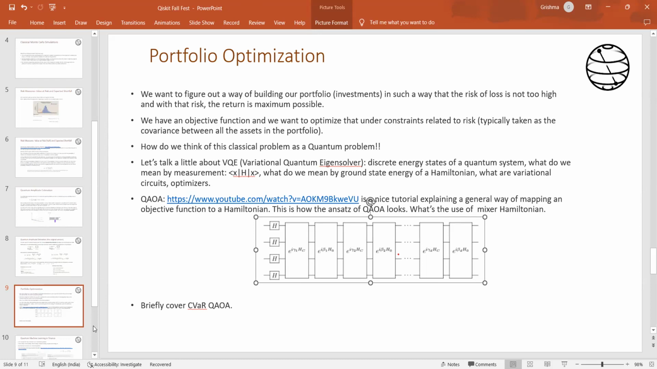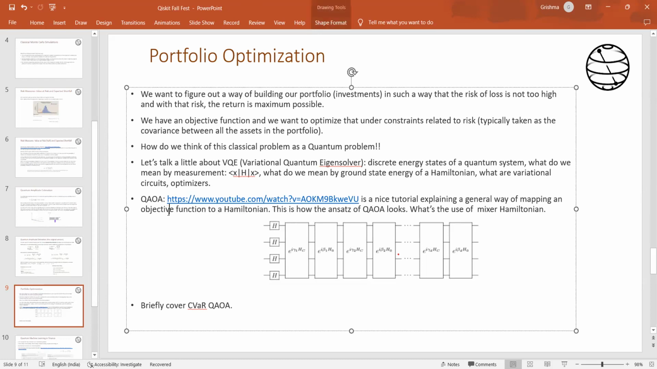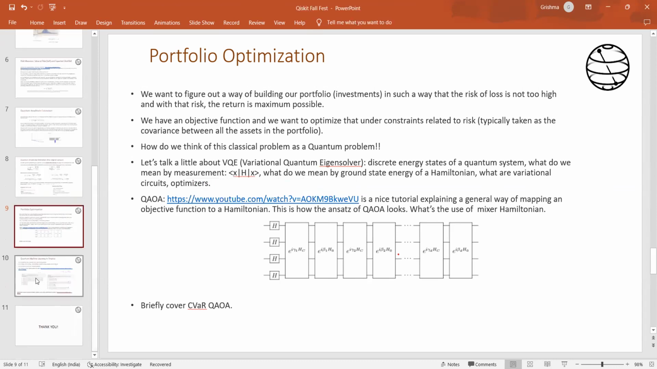Again, for QAOA, I have just linked a YouTube video here, and the theoretical part is explained really well, especially how you map your problem statement and objective function to a problem Hamiltonian. So you can always go through that. You can also go through the Qiskit textbook, and you can go through tutorials in the Qiskit GitHub, especially in Qiskit optimization and even in Qiskit finance. You can definitely look at the tutorials there.